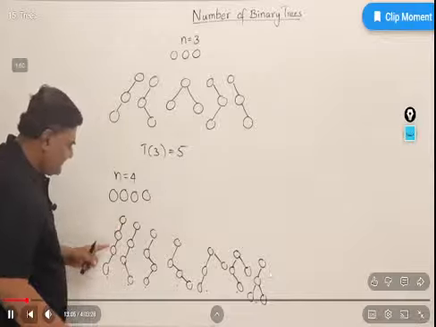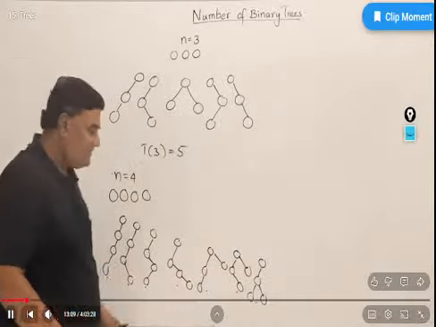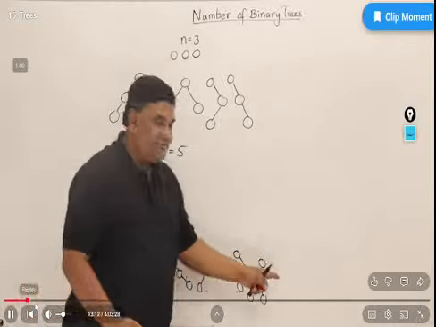This is one shape. So this is left skewed. Then also I can have right skewed. Right? So for each I can have a mirror image. So 7 more I can draw.